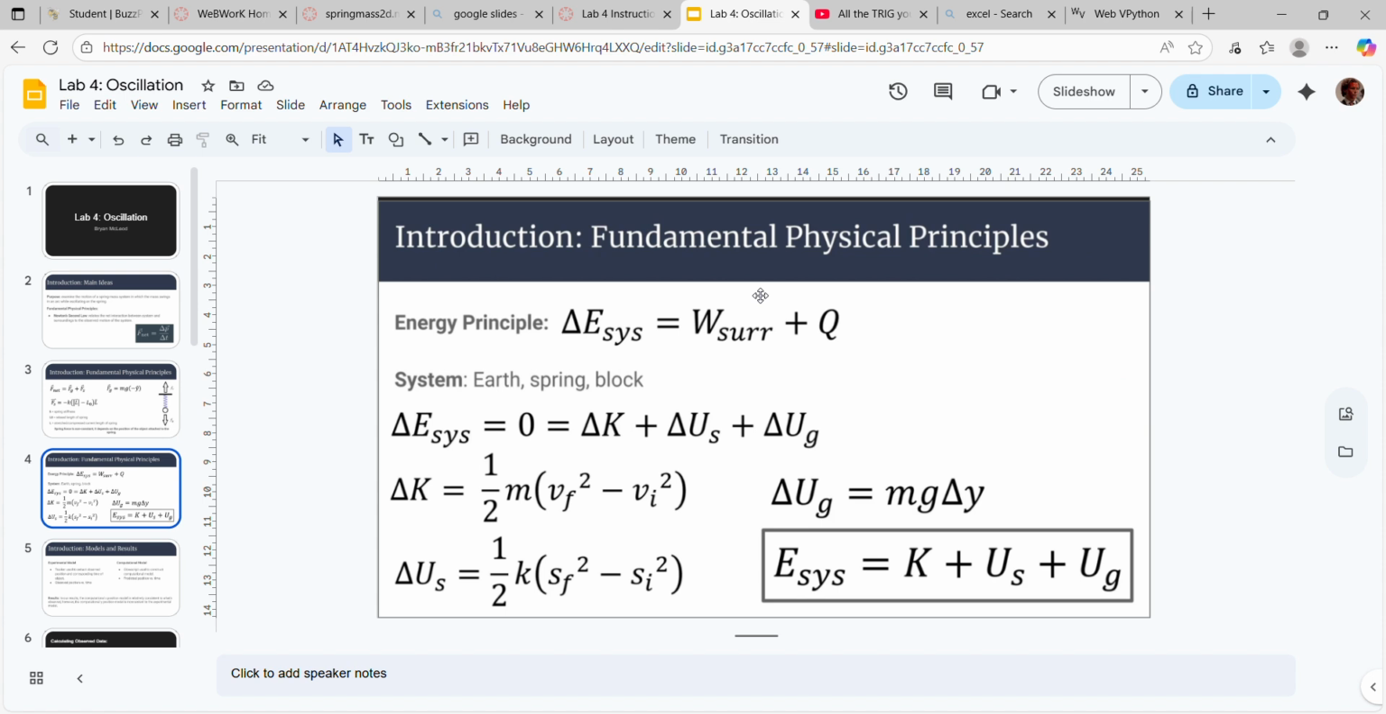So we know that the change in energy in the system has to equal the work done by the surroundings. Based on that, we can set that equal to 0, so we know the change in kinetic energy, the change in work done by our system, and the change in work done by gravity must equal 0, so we can set those equal to our system.